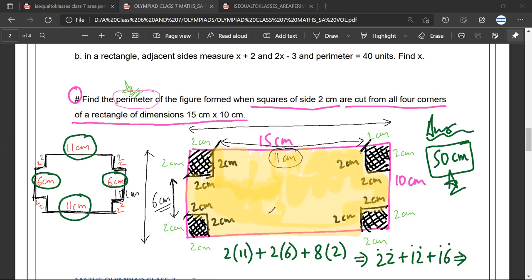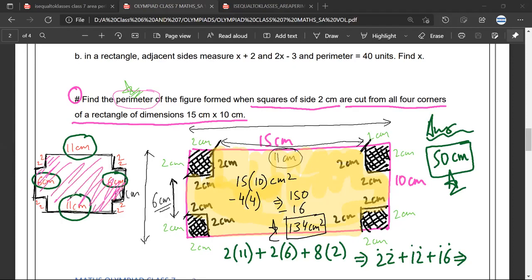Mr. Sarthak, do you agree? Yes, sir. So area is simple because area would be 15 into 10 centimeter square minus 4 into 2 into 2. So this will be 150 minus 16, which is 134 centimeter square. This is the answer that you had got, Sarthak? Yes, sir. So this 134 centimeter square is the area of this figure. Mr. Sarthak, do we agree to this? Yes, sir.